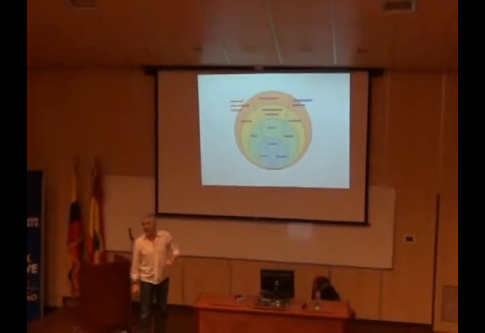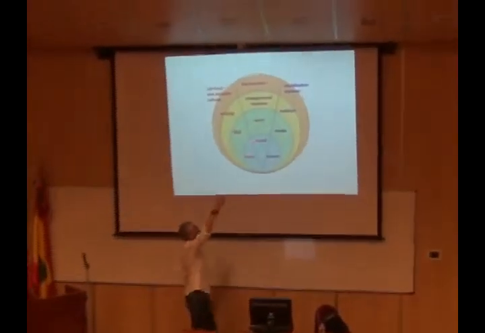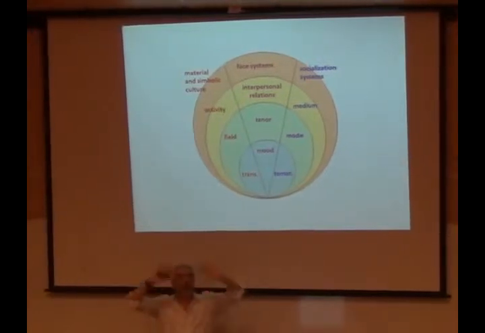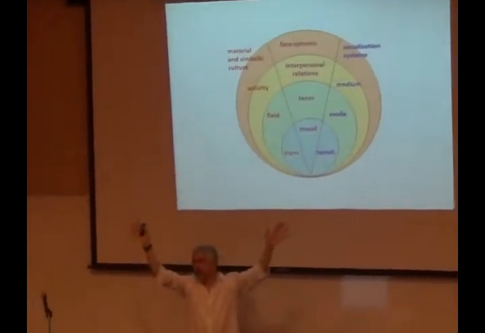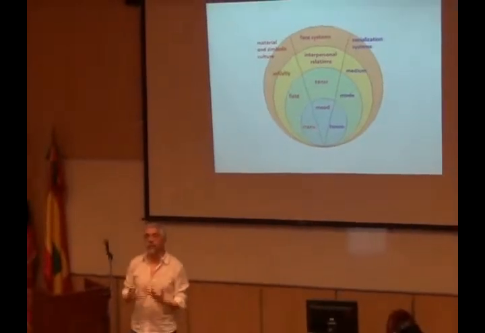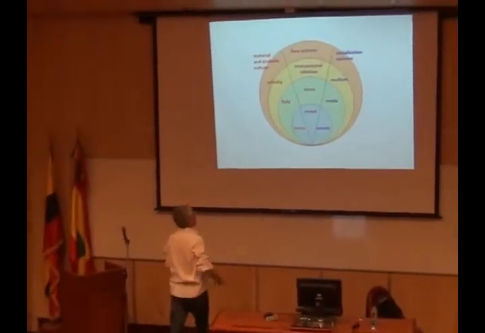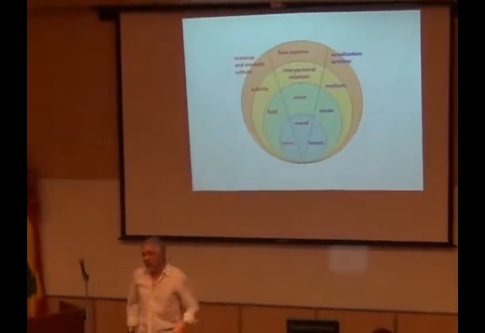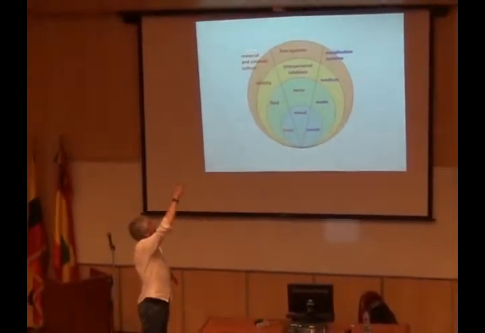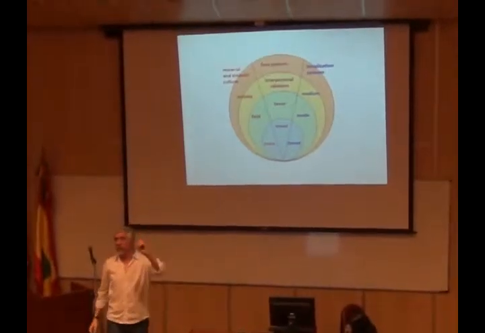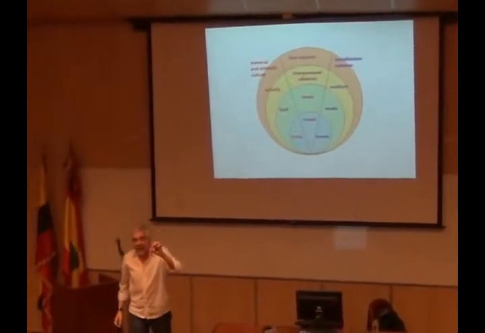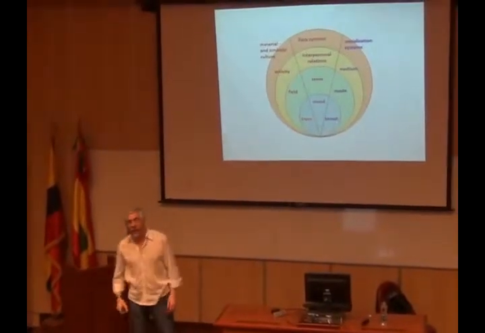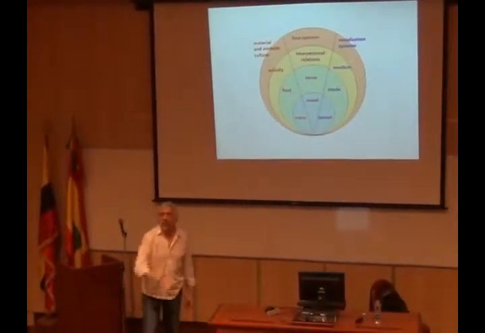Now, if we make this even more concrete, when we reach this level, we're talking about grammar. We're not talking anymore about societies and systems interacting in societies. We're talking about grammar. We're talking about transitivity. Notice, material and symbolic culture, the production of symbolic culture, gets into the grammar in transitivity.